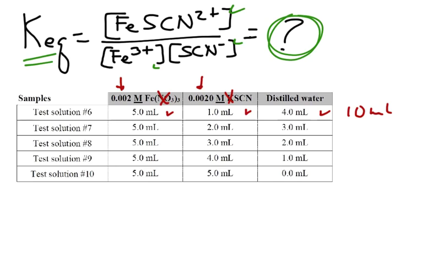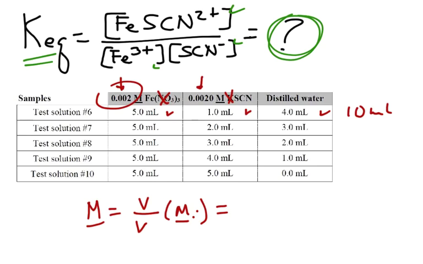All we have to do then is say, well, what is the iron concentration? Okay, it is not going to be 0.002 because we just diluted it by adding it to the other solution, so it's going to be 5 over a total of 10 times 0.002. So we can see again our molarity is equal to our volume before we start over the volume when we're finished times the initial molarity. And so in this case, it's 5 over 10 times 0.002.